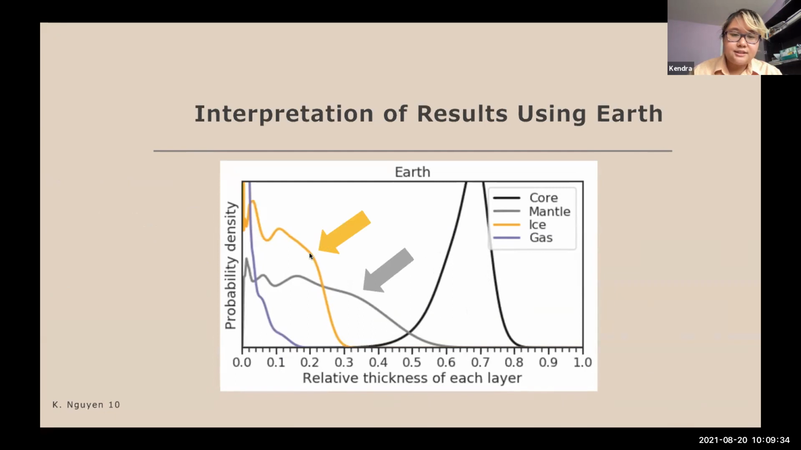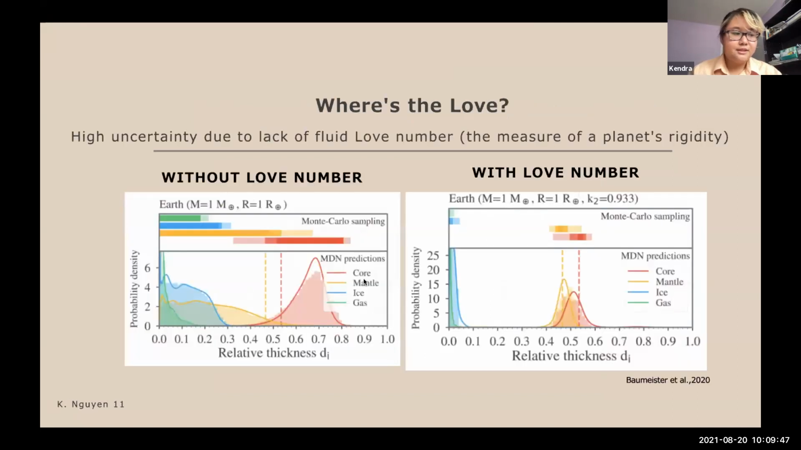And this here shows us mantle and ice. Pretty consistently throughout all our planets, there's generally a relatively low probability of thickness for the ice and mantle layers. I do have to warn you that the model has high uncertainty due to the lack of a fluid Love number. The Love number is a measure of the planet's rigidity. We had to choose this model because we do not have the fluid Love numbers for our planets.